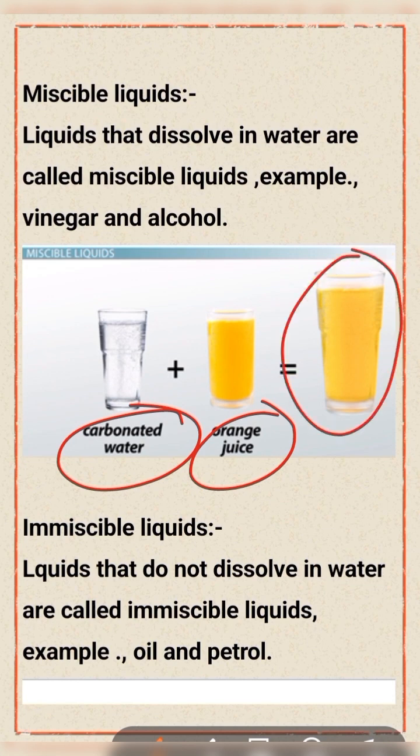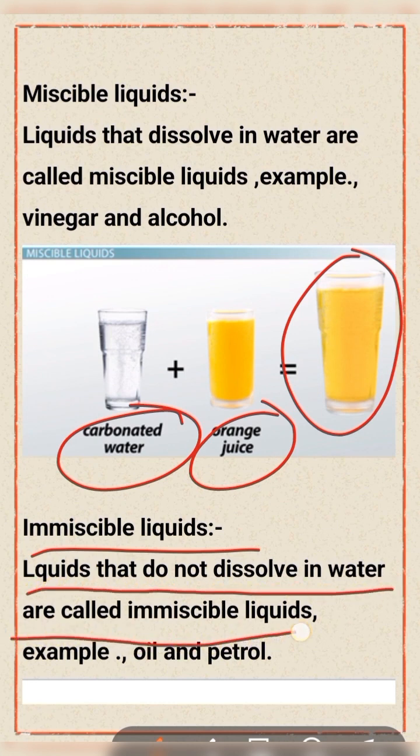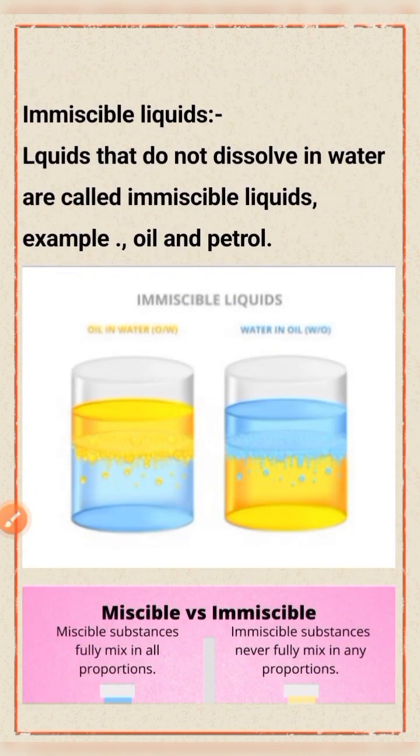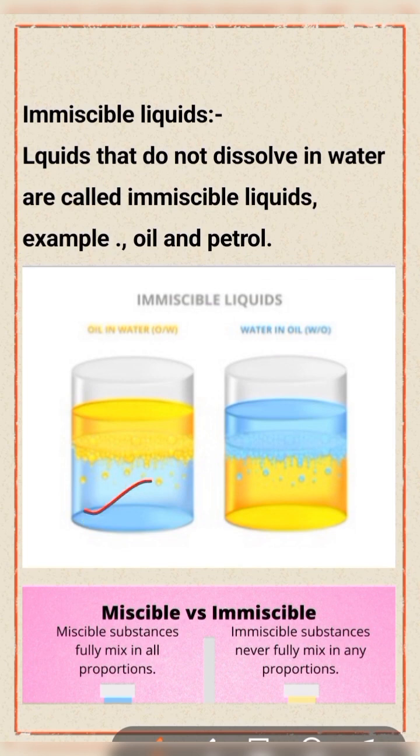Next part, immiscible liquid. Liquids that do not dissolve in water are called immiscible liquids. Example: oil and petrol. Show the picture of immiscible liquid. First picture, oil in water. Next picture, water in oil. Both are examples of immiscible liquids.